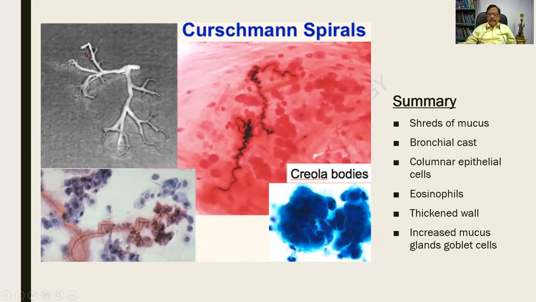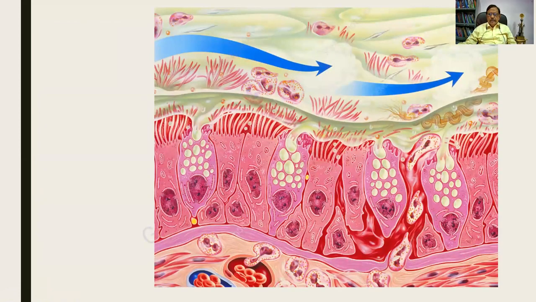This is more of a summary. I am finding the bronchial cast. See, the tree is being maintained. And these are the Curschmann spirals. Along with that, eosinophilic material will be there, and there can be eosinophils. These are some of the epithelial cells which are released. Again, this is the cytology of it. They are called Creola bodies. Creola bodies are clusters of epithelial cells which are getting desquamated. Shreds of mucus, cast, epithelial cells, eosinophils, thickened wall, and increased mucus glands and goblet cells. So this will be a summary of bronchial asthma.